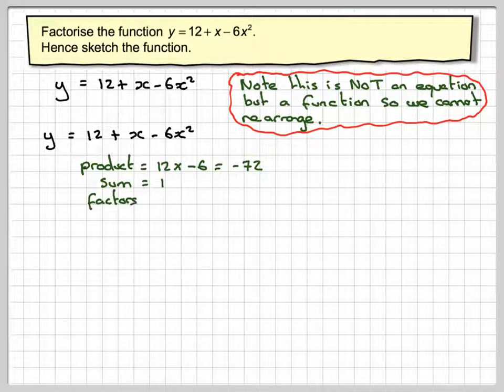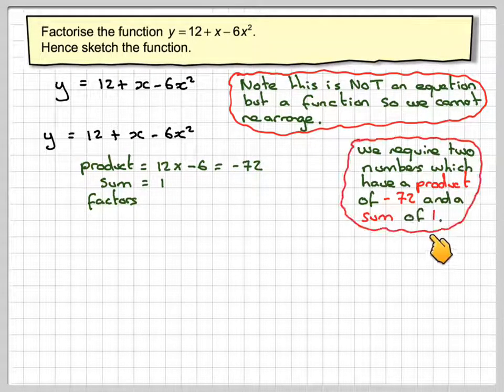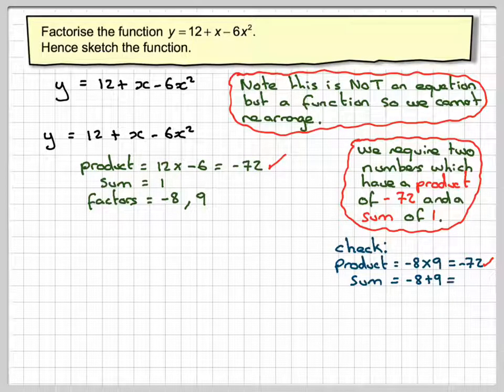And then for the factors, we need to find two numbers which have a product of minus 72 and a sum of 1. With a little bit of trial and improvement, you might come up with minus 8 and 9. Now you can check this. So the product is minus 8 times 9, that gives me minus 72, so that agrees with that, so that's okay. And if we add those two numbers, minus 8 plus 9, that's going to give me 1, which agrees with that number, so that's okay.